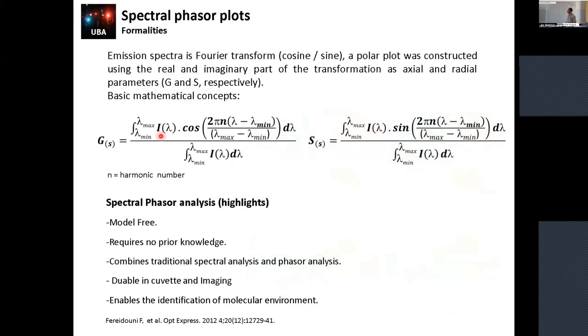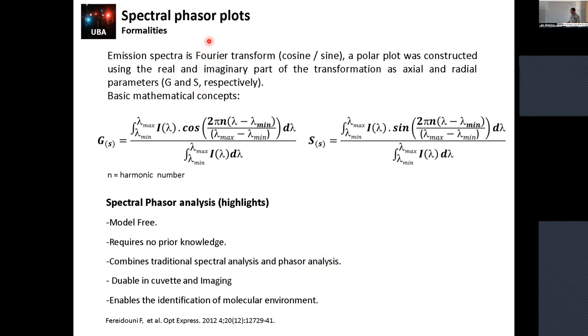And this is where the spectral phasor comes in. I will try to highlight with my example how this can really be a powerful tool to understand complex photophysics, still with a very simple approach, as Enrico said today. Very intuitive, very simple in rules. So the formalities are the same as for the lifetime.